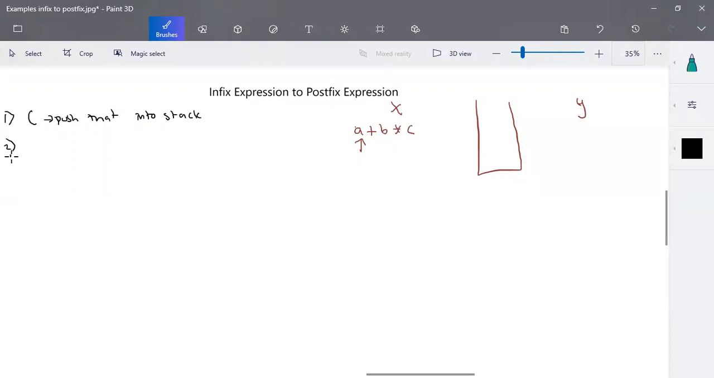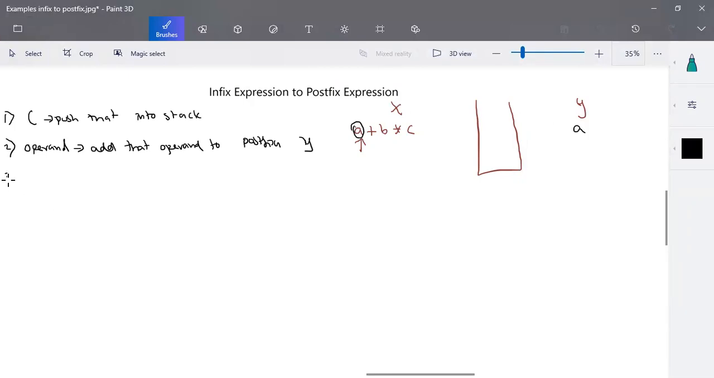And the second step is, if the element that you're going to scan is an operand, operand in the sense all these A, B, C, and plus and star are operators. If it is an operand, we directly add that operand to your postfix expression Y. If the scanned element is an operand, we directly add it to the postfix expression Y.